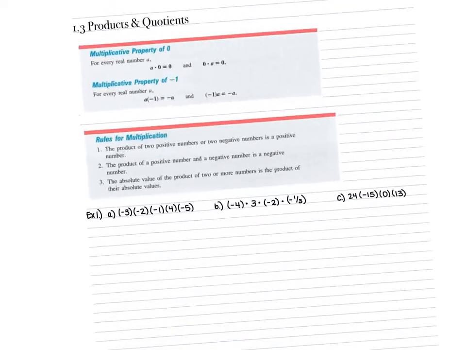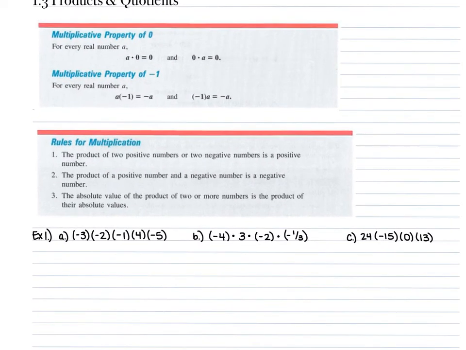1-3 products and quotients. When we are doing this, we want to remember our rules for multiplication. The product of two positive numbers is going to give us a positive. If it's two negative numbers, it's going to give us a positive for our answer. If the product of a positive number and a negative number is what we're taking, our answer is going to be a negative. Remember, the absolute value of the product of two or more numbers is the product of their absolute values.